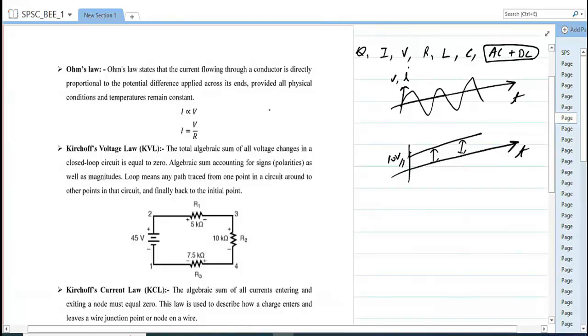Now current and voltage are there. Now what is the relation between these two? If this is a material and you have applied some voltage across this material, plus and minus, let's say this is a voltage, so definitely the current will start flowing. Now what is the relation between this current and voltage? This relation is defined from Ohm's law.